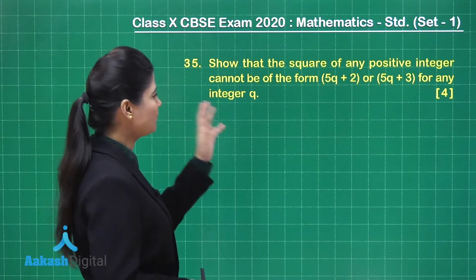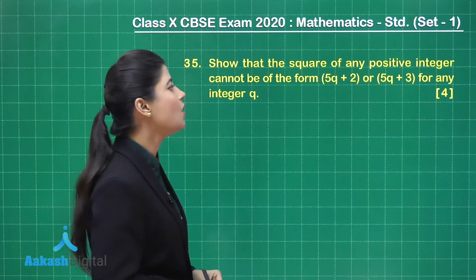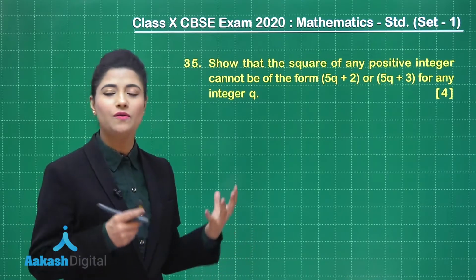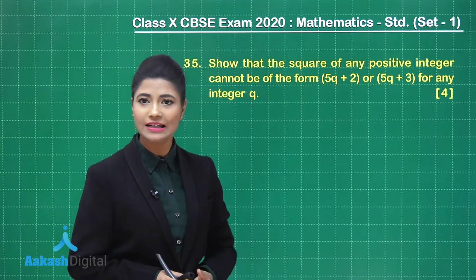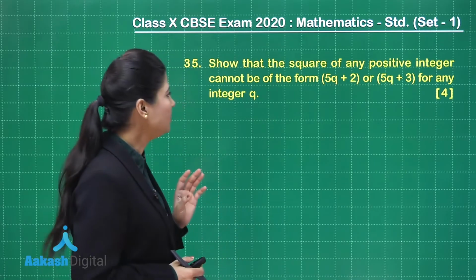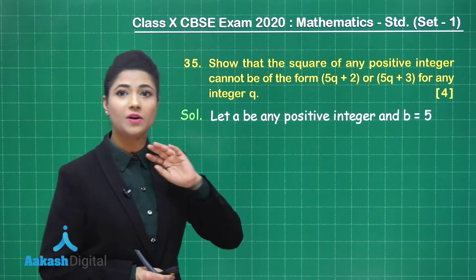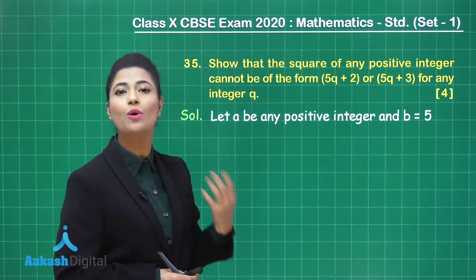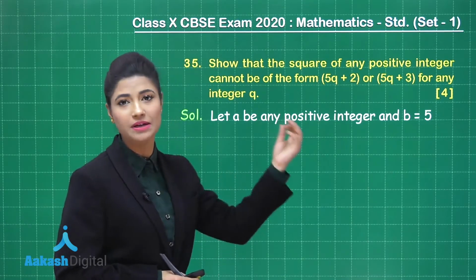Here, as we have to show that the square of any positive integer cannot be of the form 5q plus 2 or 5q plus 3 for any integer, this is a question where we apply Euclid division lemma. So from this question itself, you get an idea that we need to consider a positive integer, and we will be considering the positive integer to be a, and I'll be taking up b as 5. Why b as 5? Because in the question itself you get an idea that I have to show it is not in the form of 5q plus 2 or 5q plus 3. So I'll be taking b as 5.